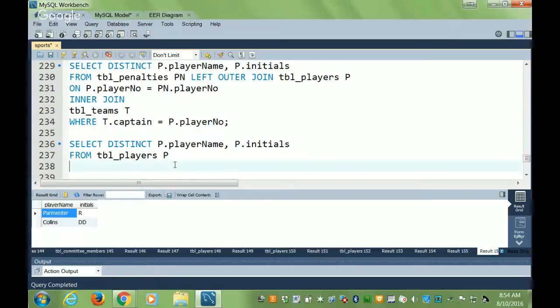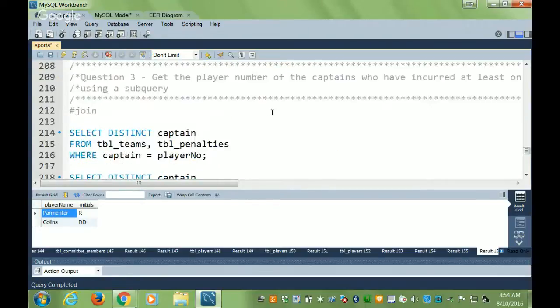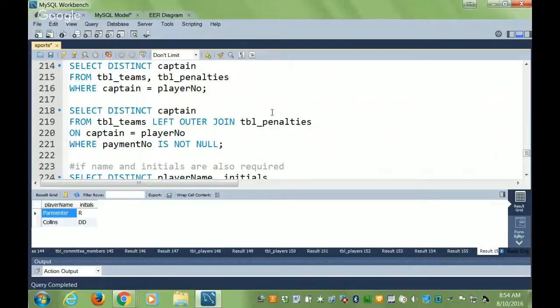So these are all people. I mean, it really doesn't matter. An inner and an outer doesn't matter when your first table is a bigger table. Okay, in the second one, what can I do? People who paid a penalty and are our captain, which we've already done. People who are our captain, who have incurred at least one. People who are captains here.